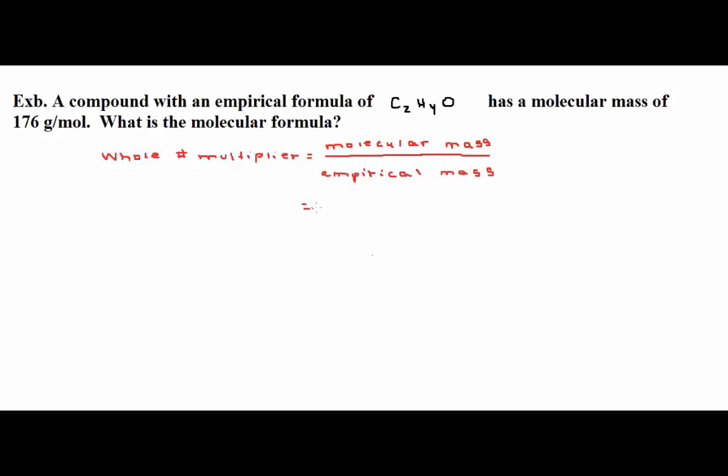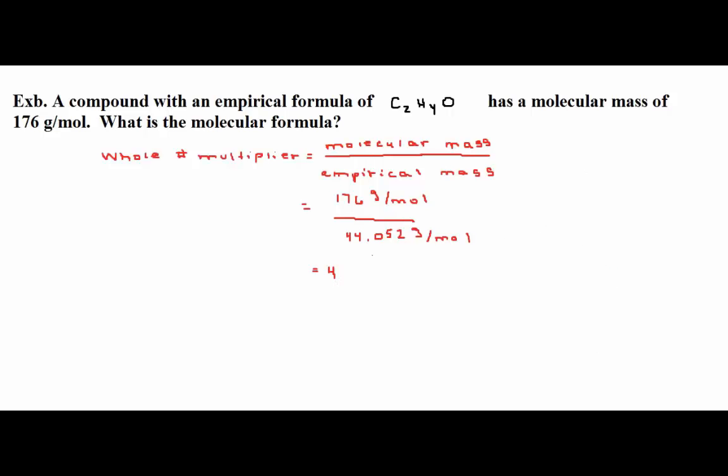So let's actually calculate that right now. The molecular mass is given to us as 176 grams per mole. Now I need to find the empirical mass of my empirical formula, which is C2H4O. So I take 12.01 times 2 plus 1.008 times 4 plus 16, and what I get is 44.052 grams per mole. And when I divide that, I get 3.995. That will round to a whole number of 4. So I've now calculated my multiplier.